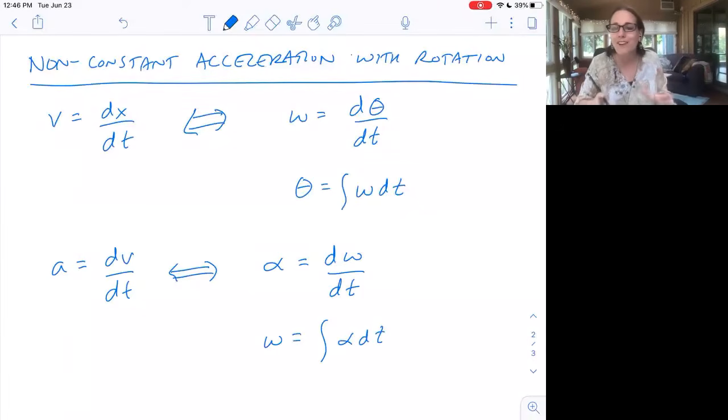So very, very similar to what we used to do, and we still sometimes do with our non-constant acceleration in our linear world. We also are going to do it in rotation.